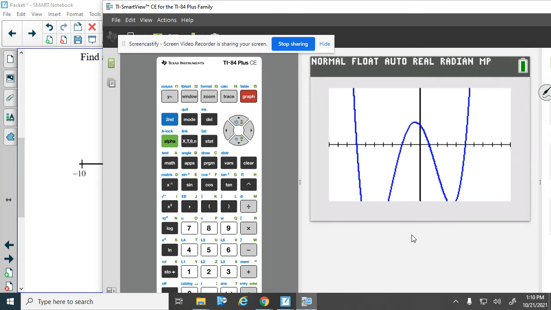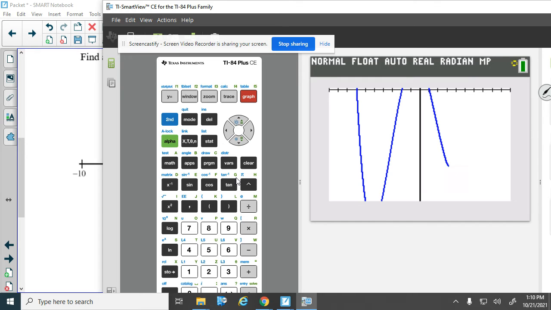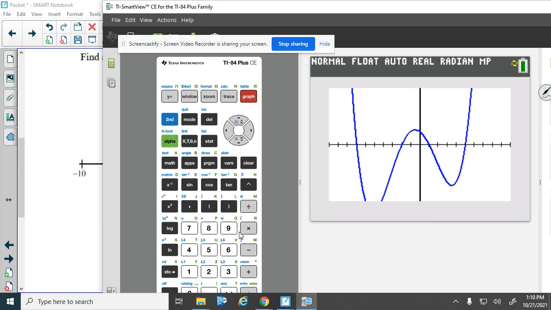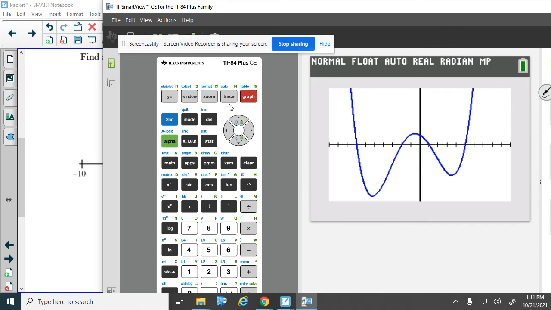That's not quite good enough. So maybe I try negative 300 to 300. See if that includes it. I think I just got a 3. Okay, so that obviously is not right. So the zeros didn't stay. Okay, so not quite yet. Maybe I try 400. Okay, so negative 400 to 400. Okay, and that looks like a good window.